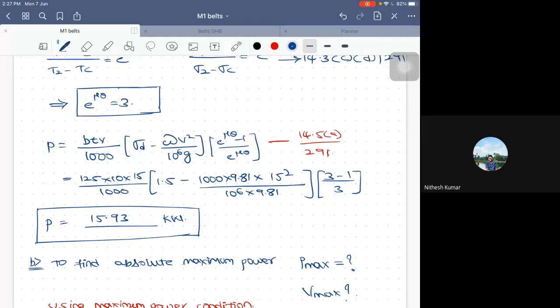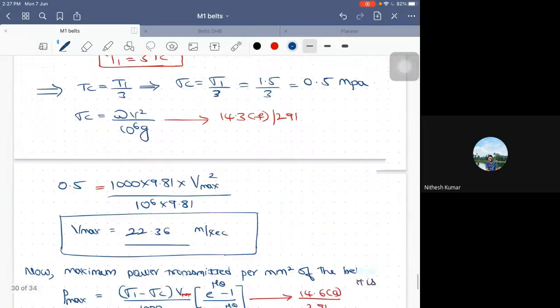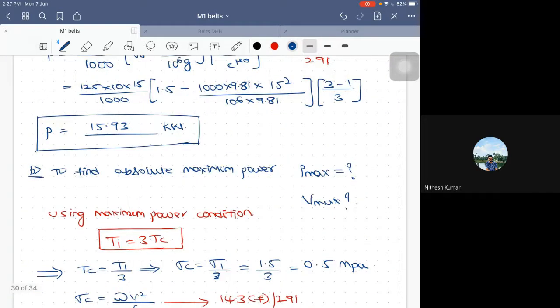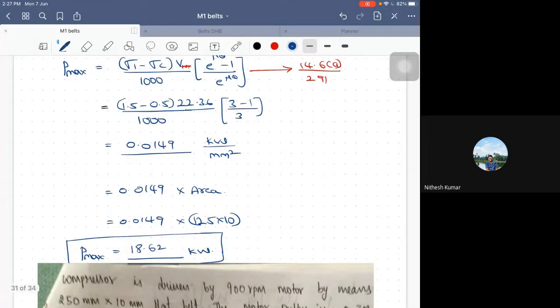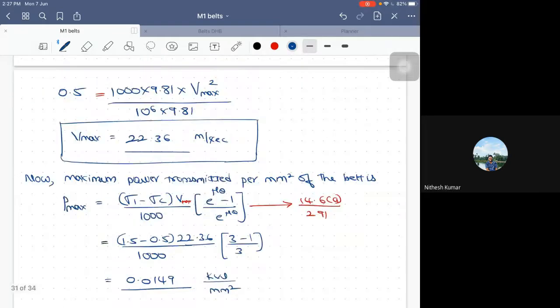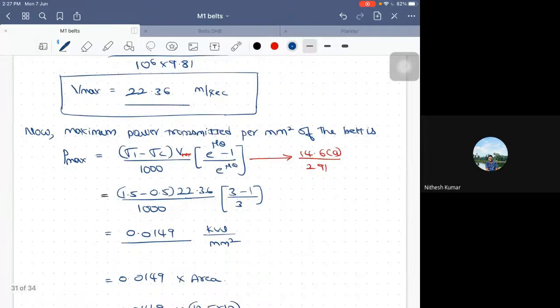So the 15.93 is the actual amount of power which is being transmitted, but maximum how much can you go? You can go up to 16.62 kilowatts. Is this problem clear? Any doubts in this particular problem? Any doubts? No, sir.